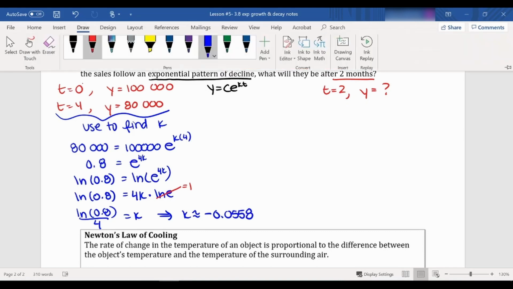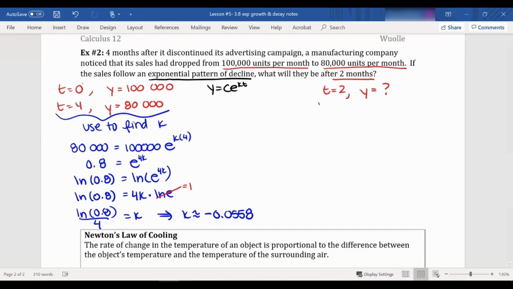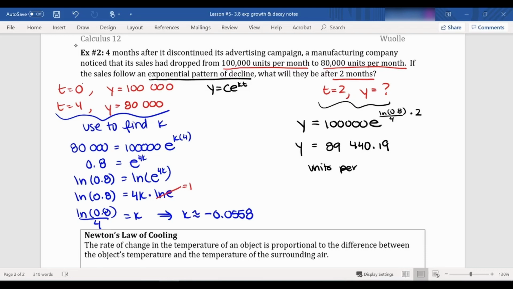Now that we have that, we can go back up to this t is 2 months, and we have y equals C, 100,000, e to the k. Again, I like to use the exact value, but you're welcome to use the approximate value if you want. And t here would be 2. If I plug this into my calculator, I get 89,440.19. And this would be units per month after 2 months.